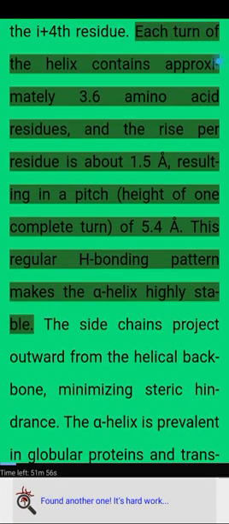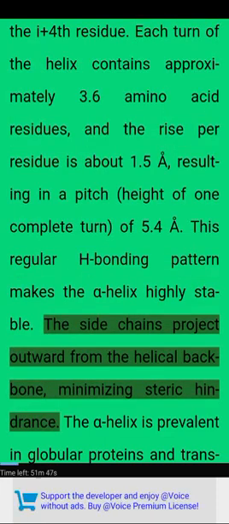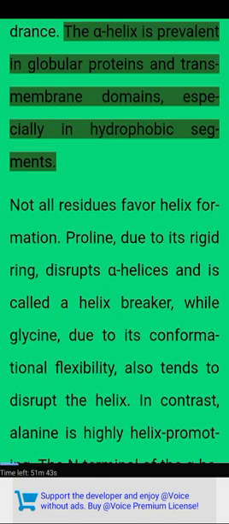Each turn of the helix contains approximately 3.6 amino acid residues, and the rise per residue is about 1.5 Å, resulting in a pitch height of one complete turn of 5.4 Å. This regular H bonding pattern makes the alpha helix highly stable. The side chains project outward from the helical backbone, minimizing steric hindrance. The alpha helix is prevalent in globular proteins and transmembrane domains, especially in hydrophobic segments.